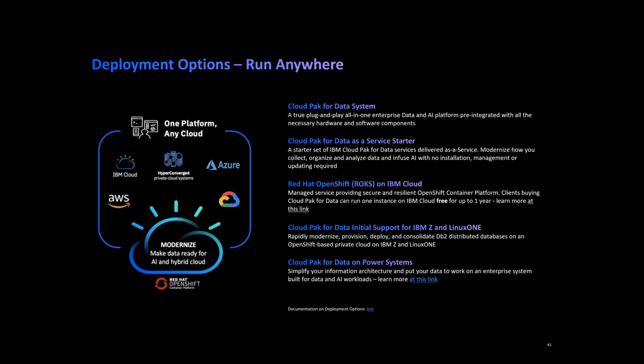So deployment options, run anywhere. Okay. You can actually get it as a system. So IBM will literally drop off an appliance that has Cloud Pak right on it. It's a starter service. It runs on Z, runs on Linux, Power Systems.